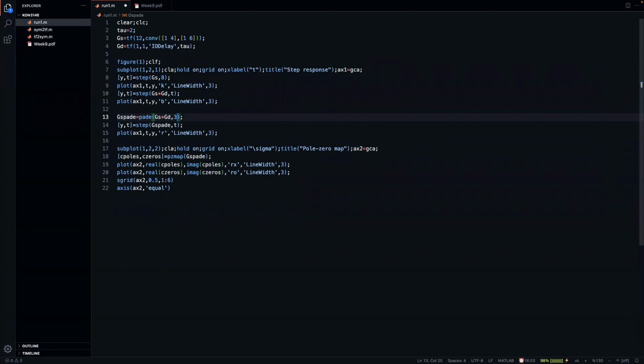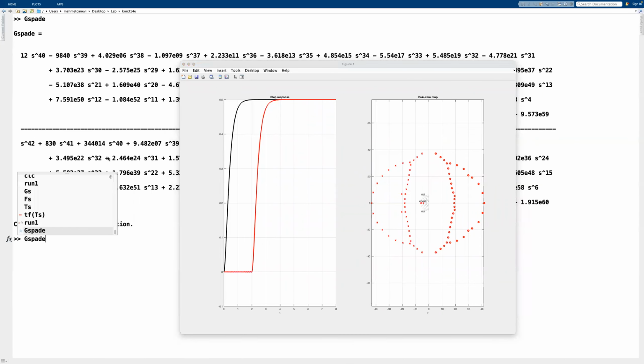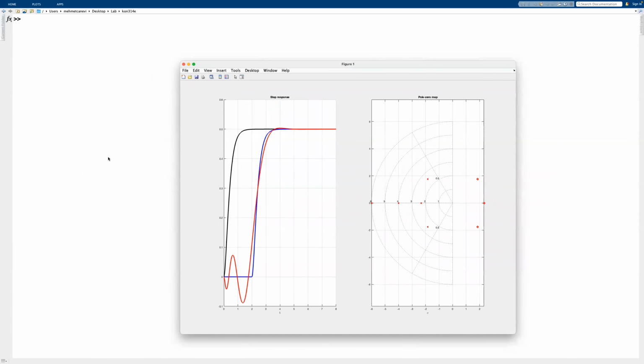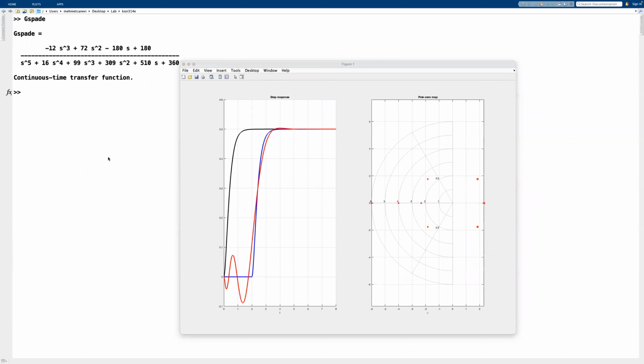So, of course, even the third order or fourth order approximations are quite difficult to deal with because we have too many poles and zeros. As you can see, 3 zeros and 5 poles are still a nightmare. So that's still too much for a PID controller design.